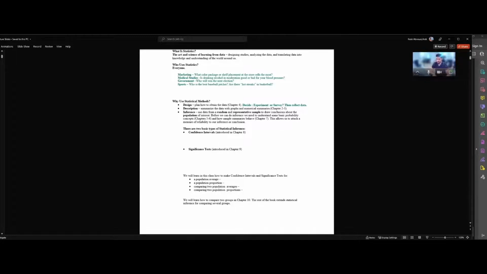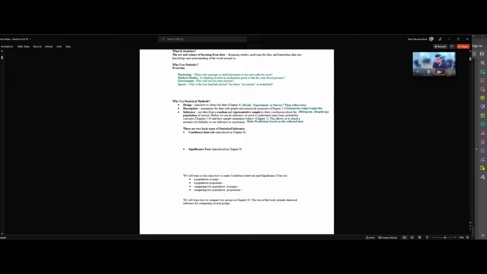Then the description, which summarizes the data with graphs. Graphs can be histograms, box plots, dot plots, and also the numerical summaries. They are in the description category. As I said, numerical summaries, if you remember, are like the mean, standard deviation, the mode, etc.